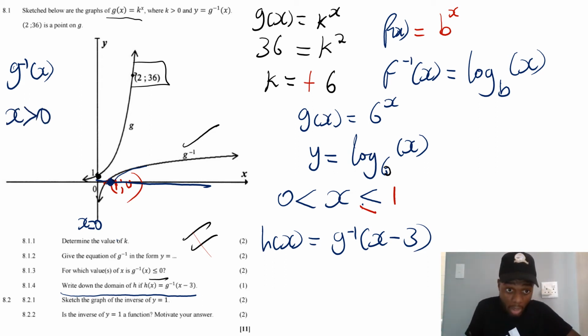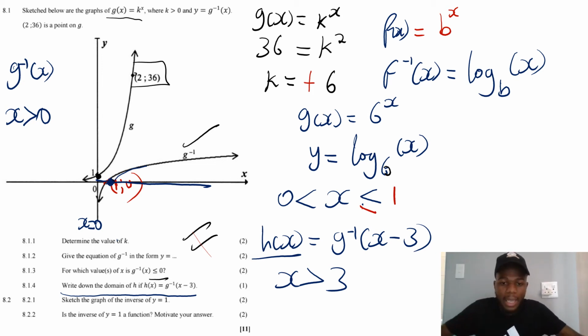The domain of this logarithmic function, or the inverse of g, before it is shifted 3 units to the right. Okay, so if it is shifted 3 units to the right, it means now instead of greater than 0, it is going to be greater than 3. That is the new domain, or the domain of h of x. H of x, that is the domain x greater than 3. Okay, that is our domain.